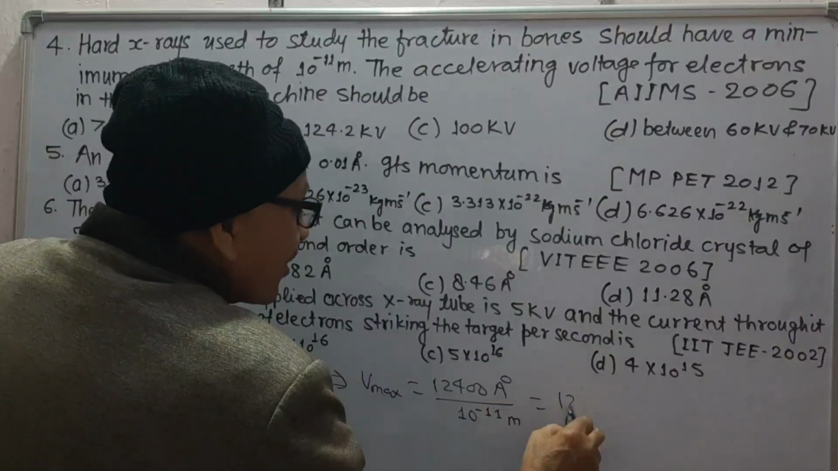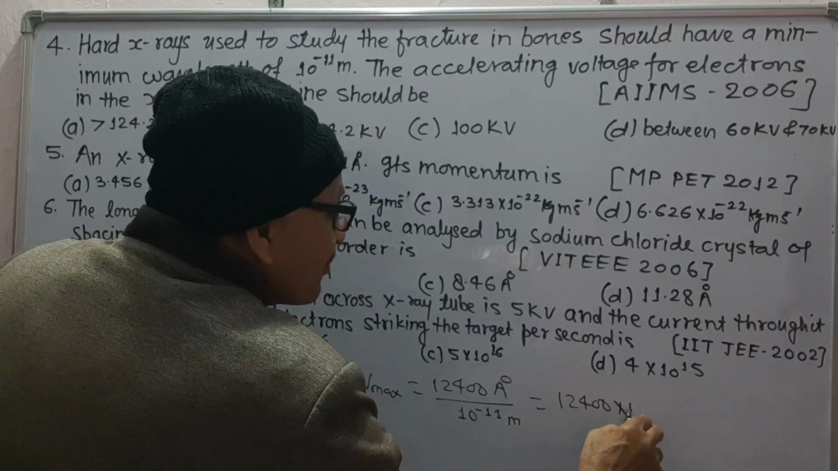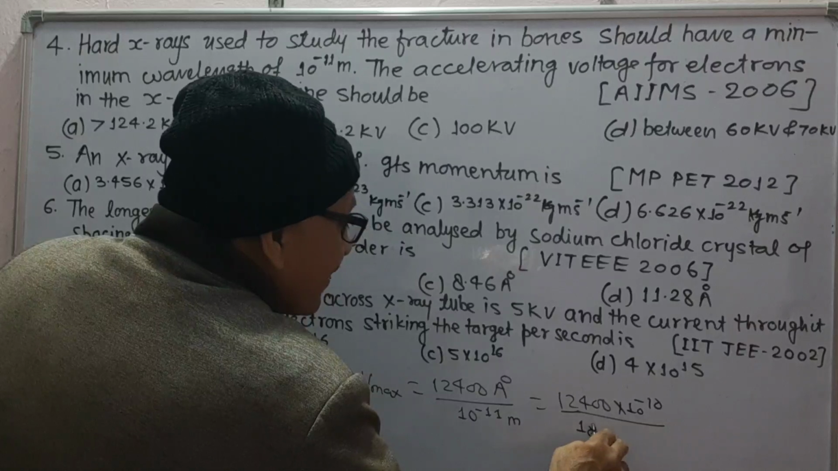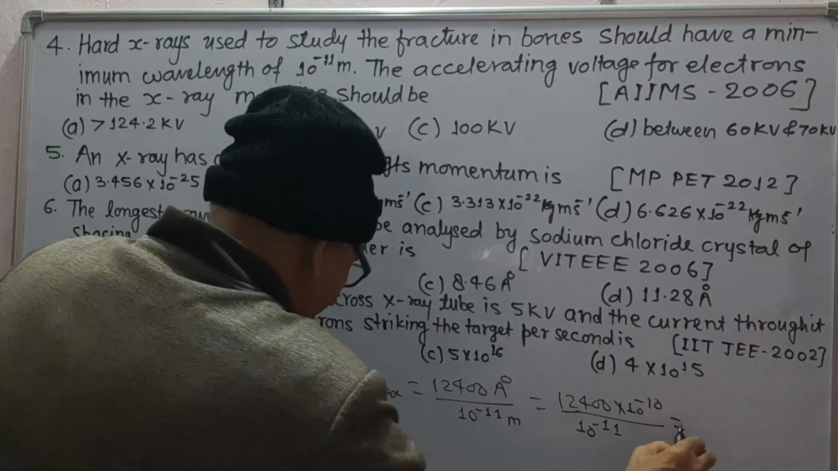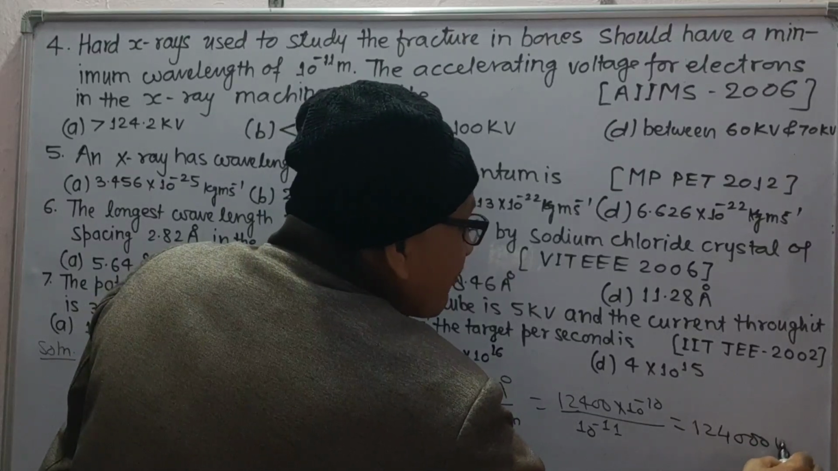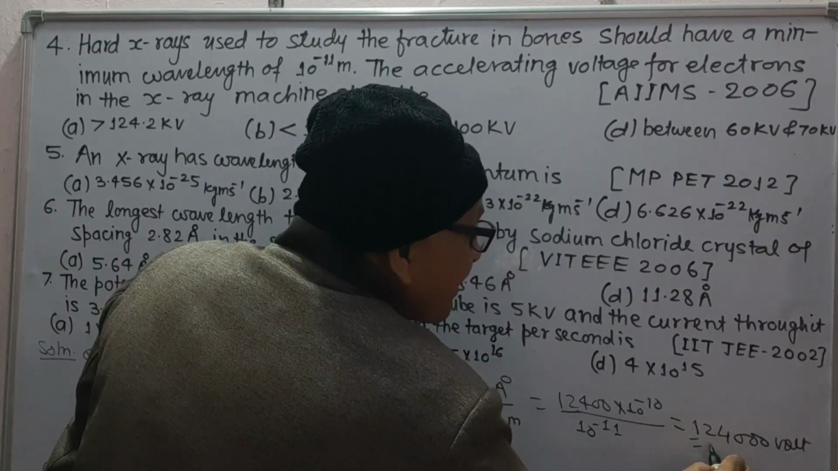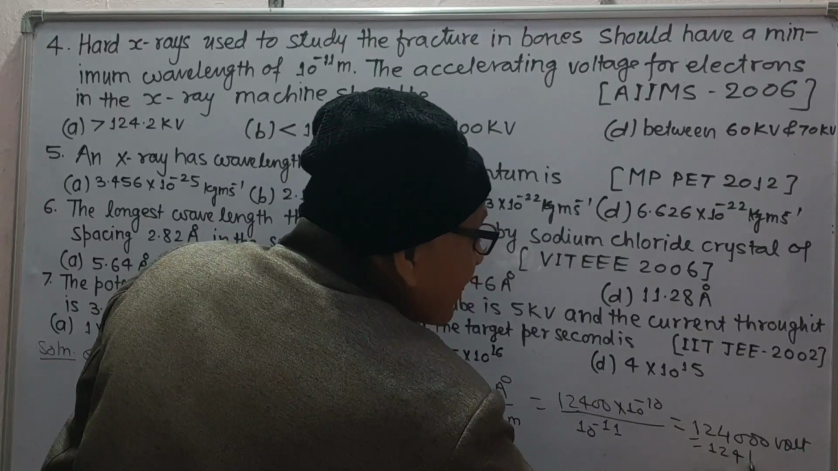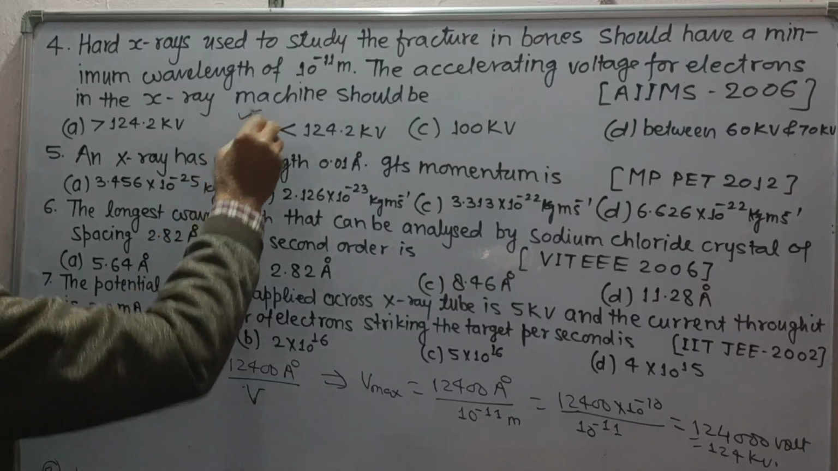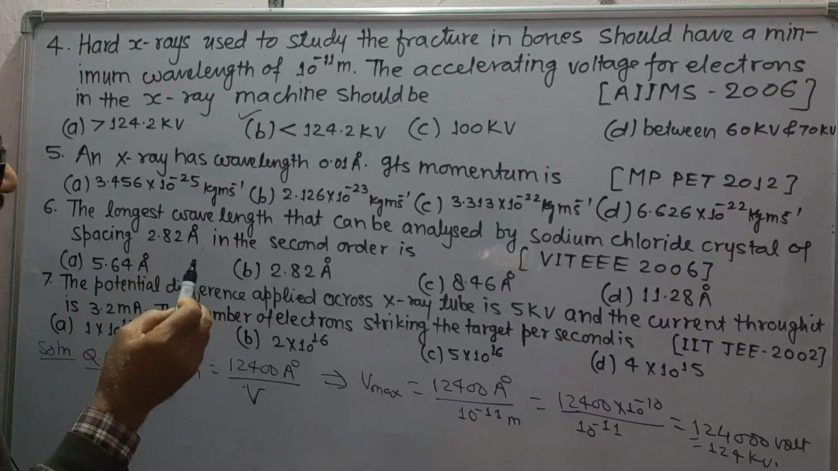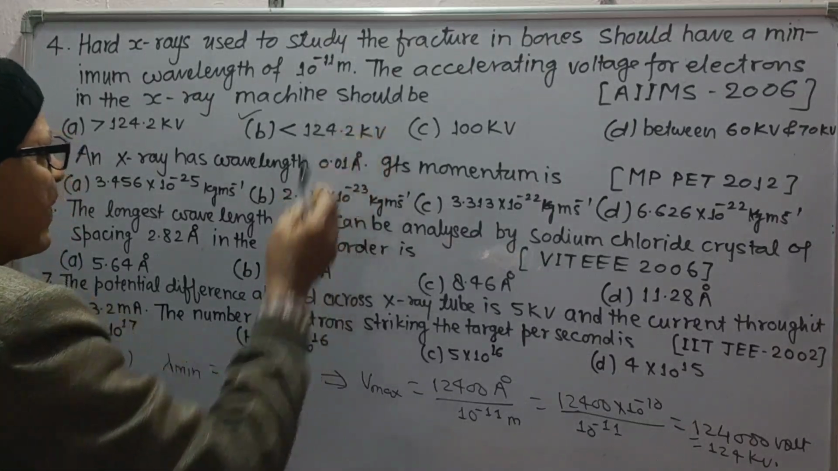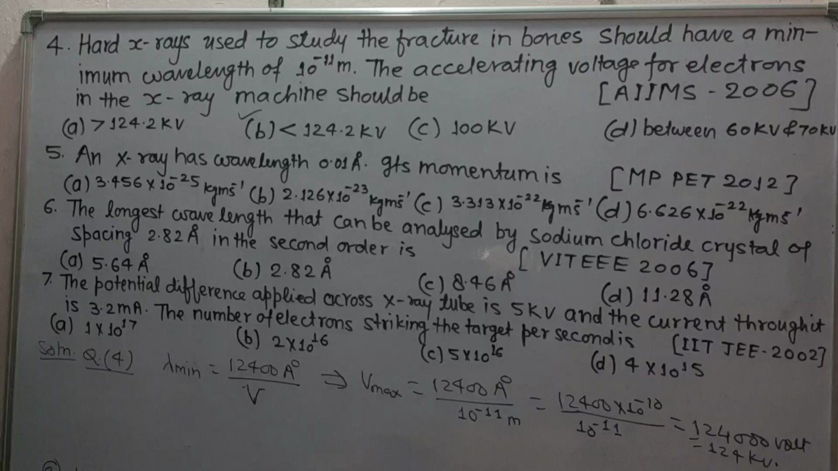So, it is 12,400 into 10 to the minus 10 meter upon 10 to the minus 11, which gives 1,24,000 volts, which is 124 kilovolt. So, the correct option will be B, that is operating voltage must be less than 124 kilovolt. Next question number 5.